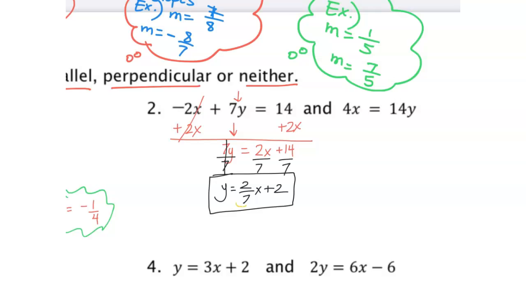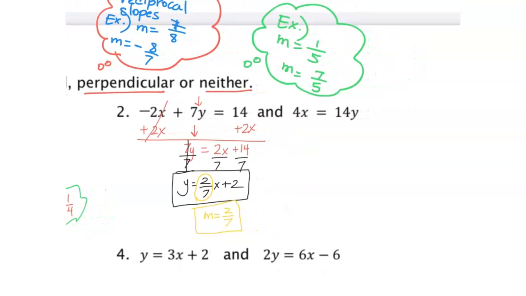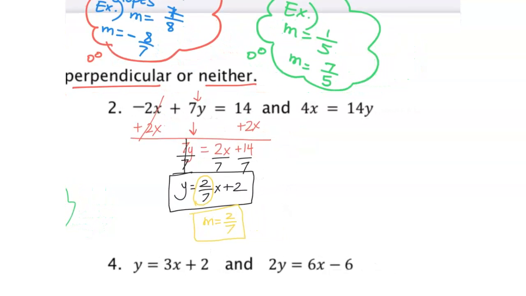So now the number multiplied by x is 2 over 7. So our slope is 2/7. It's the number we're going to reference here. We're going to compare it to our next slope for our second problem.